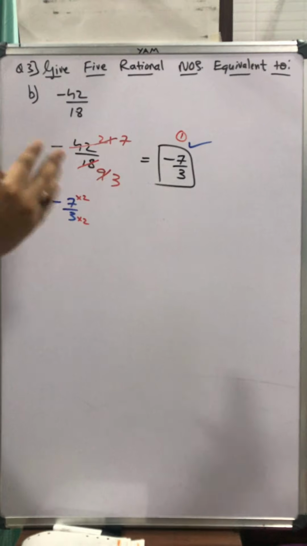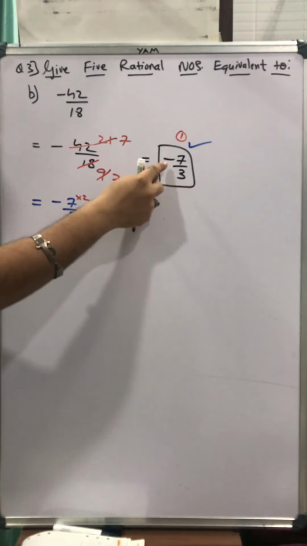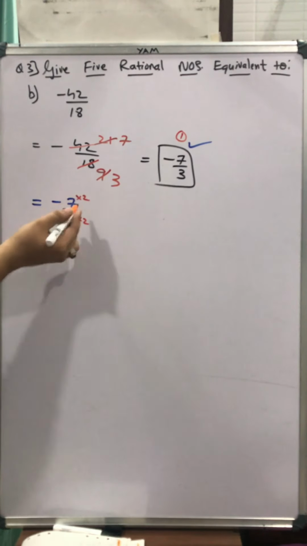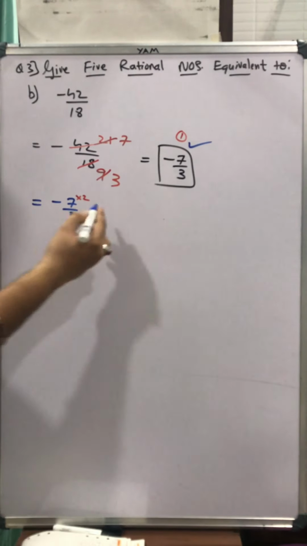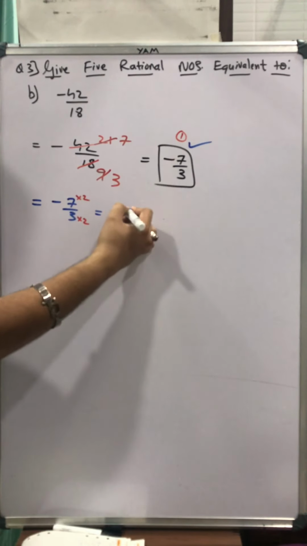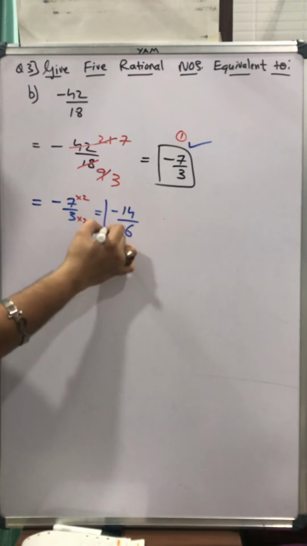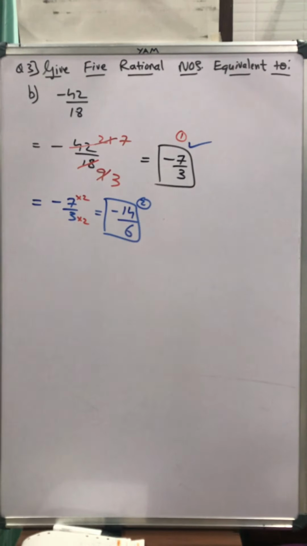Now I want to bring 4 more rational numbers. So always start your solution from the reduced one which you achieved over here. I just wrote minus 7 upon 3 over here. I'll multiply 2 in the numerator as well as in the denominator. So tell me what will happen. 2 times 7 comes to 14, and 3 2s are 6, and minus remains as it is. So this will be my second rational number, students.